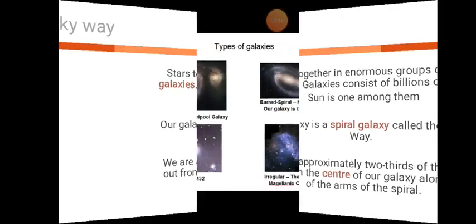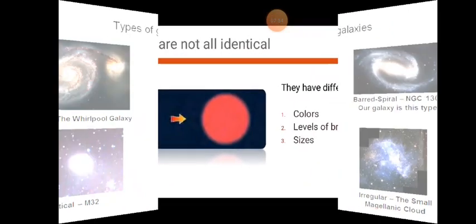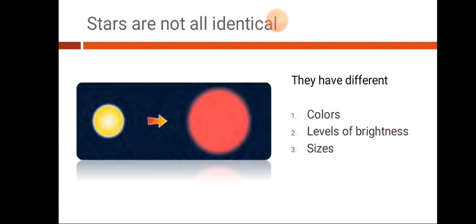Next slide is about types of galaxies. There are lots of types: spiral, elliptical, we also have barred spiral galaxy, and an irregular shaped galaxy like this. So there are several types of galaxies, and this is one of the illustrations. Then see, when you look at the night sky, the stars are not all identical.